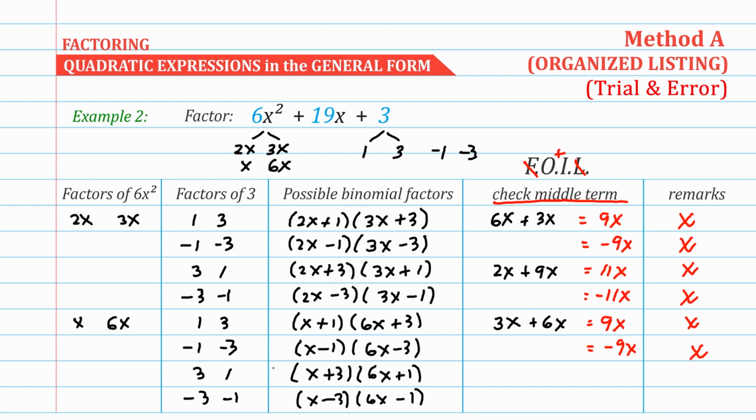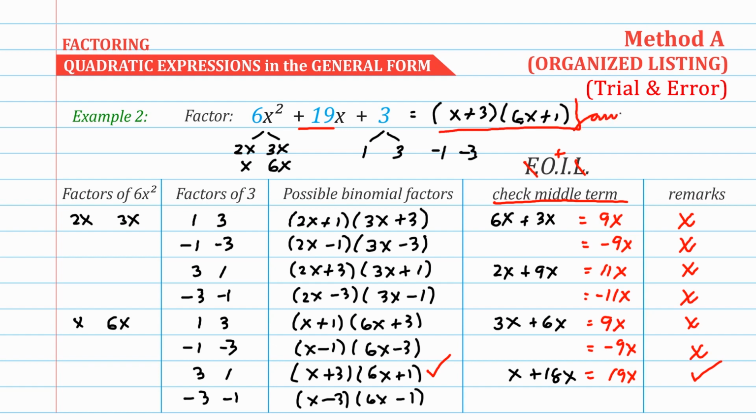Okay, hopefully dito na tayo. Outer, x times 1 is x. Inner, 3 times 6x is 18x. Adding, equal to 19x. Tama na ba? Finally, we got the factors. It's now equal to the middle numerical coefficient. So these are the factors after a very, very long method. You got it. Well, at least, chinaga natin. So let me write the factors then. We have x plus 3 times 6x plus 1. So these are now the factors of this trinomial.